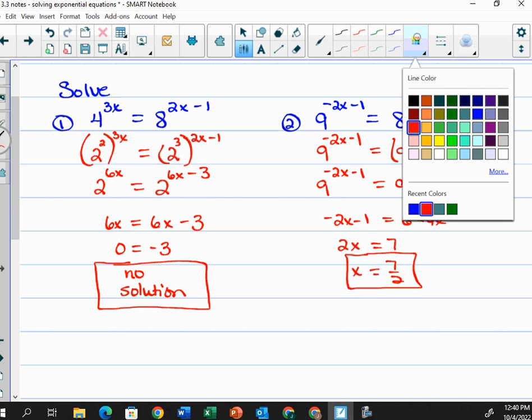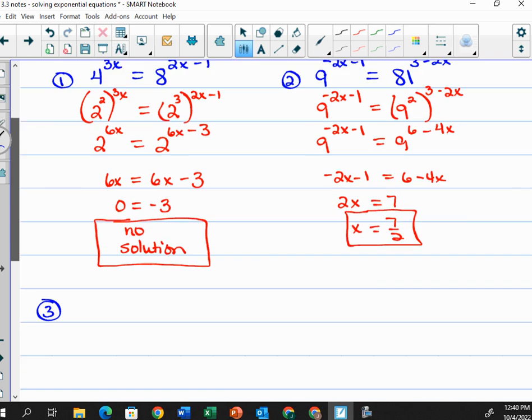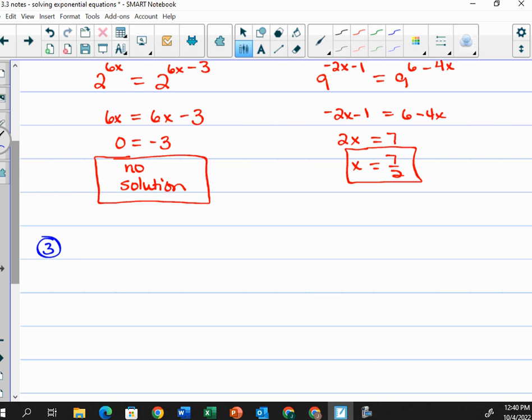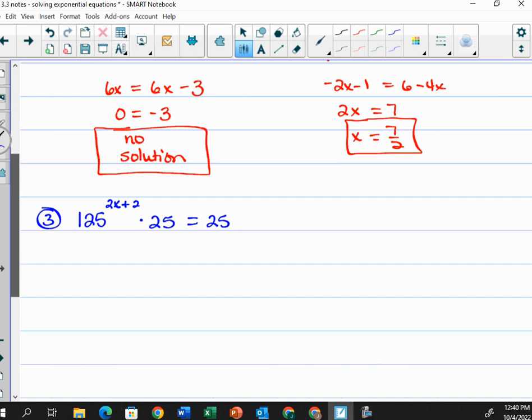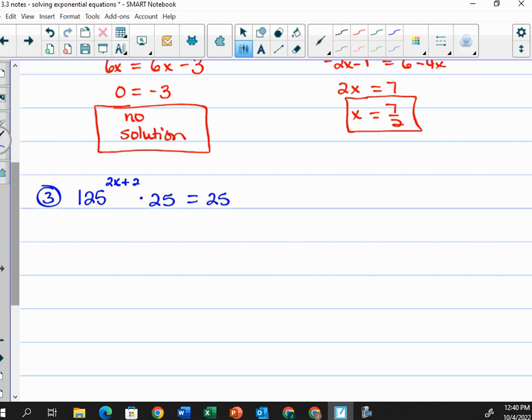All right, let's try again. This one's a little trickier. All right, guys, try this one. Times 25. Again, multiple ways to go about doing this one.